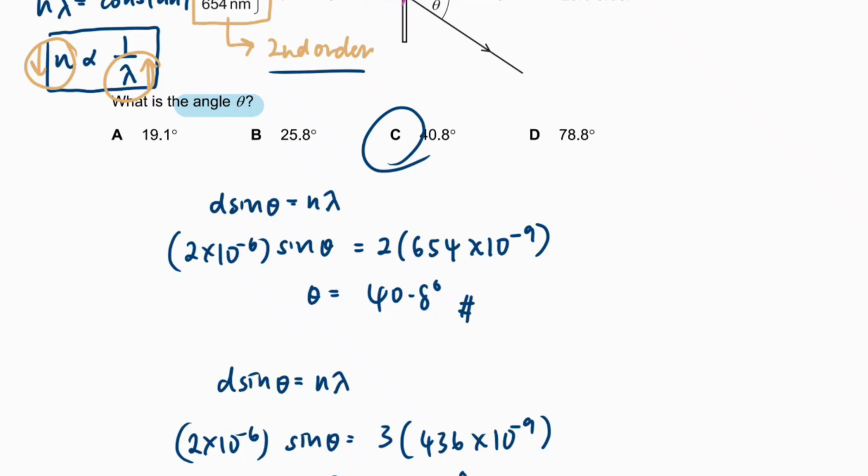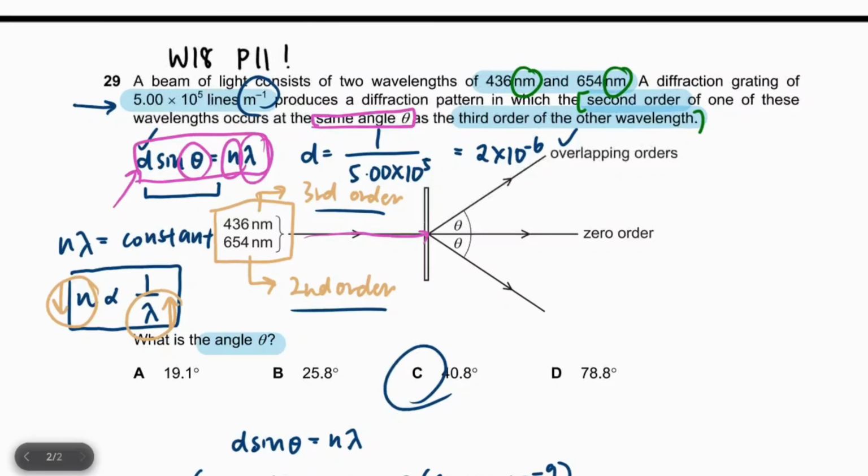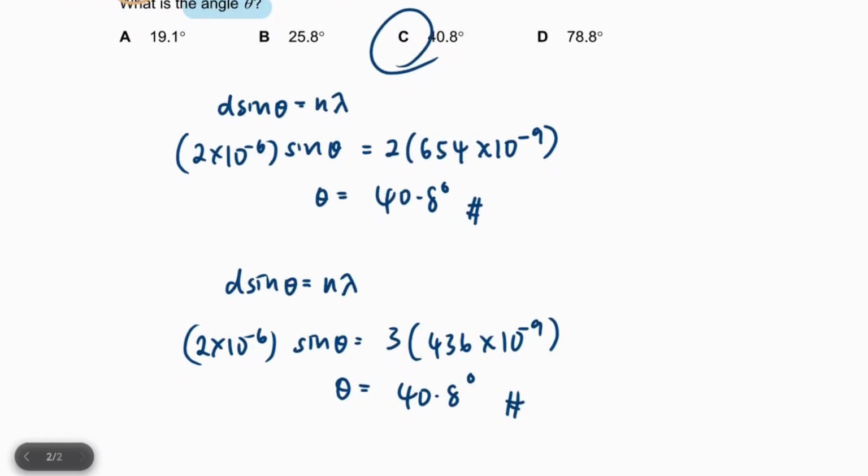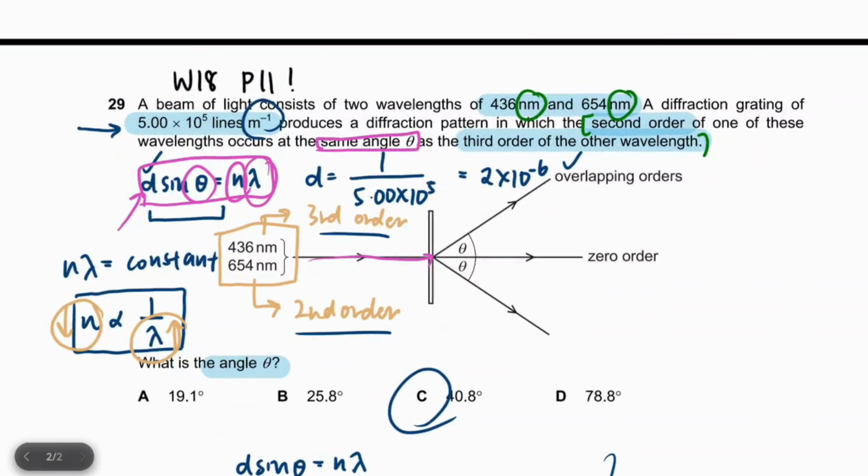So you realize it's actually easy, right? Doable. The thing is, you need to understand how to use your formula. First things first, we look at the formula and determine what is constant. Then from what is constant, we can find a relationship, which is that the number of orders is inversely proportional to your wavelength. From that, we see which wavelength will diffract at which order. Then you use either 654 nanometer or 436 nanometer and you will get your angle. Also, don't forget to convert and make sure your calculator is in degrees. Other than that, you are all good.